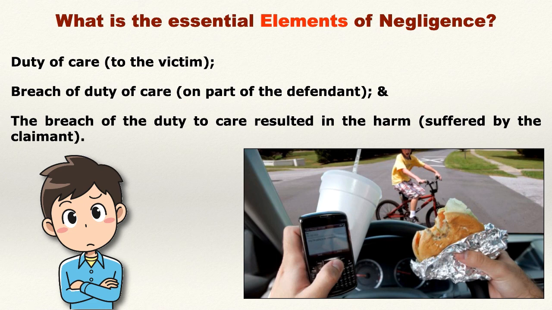So the moment he hits the boy, that becomes the harmful or negligent act that caused injury to that boy. So the first element, duty of care, of course he had here. Second one, breach of duty, he did it because his attention was somewhere else. And thirdly, the breach of the duty to take care resulted in the harm. That boy got injured. Okay, so all three essential elements are proved in this image. Okay, so this is a clear-cut example of negligence.